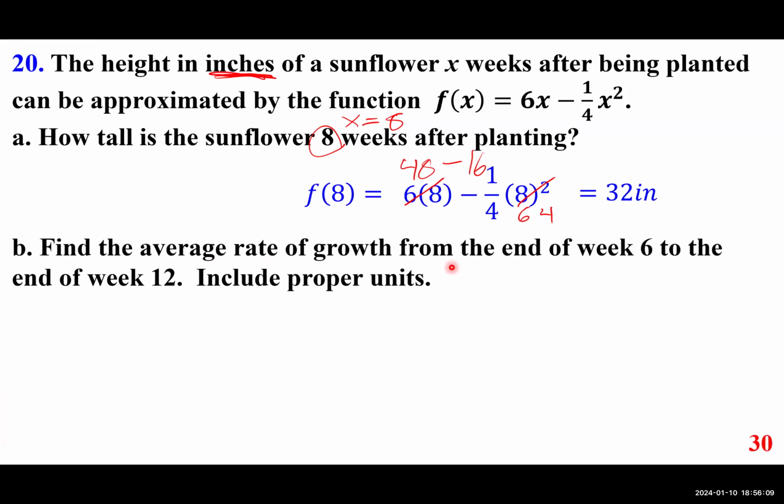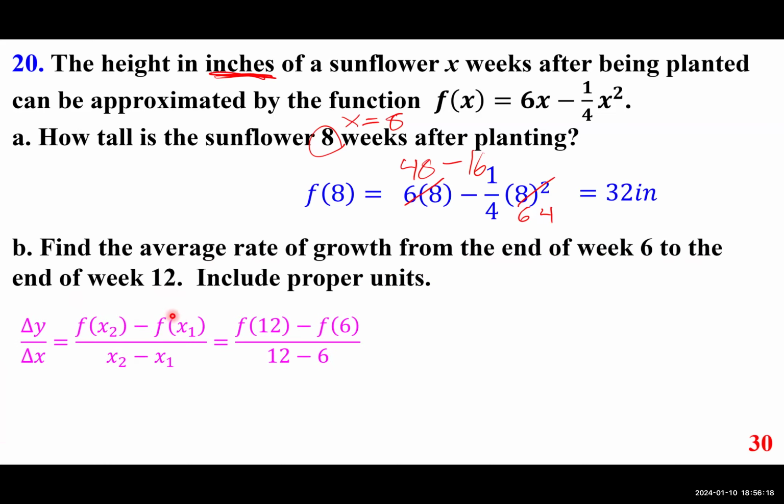Find the average rate of growth from the end of the week 6 to the end of the week 12. So basically, rise over run. F of x sub 2 minus f of x sub 1 over x sub 2 minus x sub 1, or f of 12 minus f of 6 over 12 minus 6. That's what we are looking for. So into the function goes 12 and then 6. So 6 times 12 is 72.